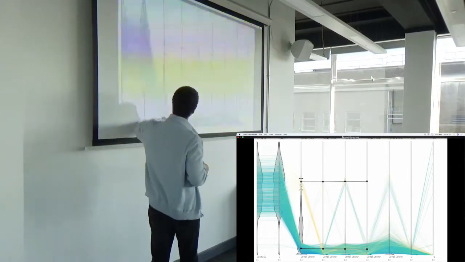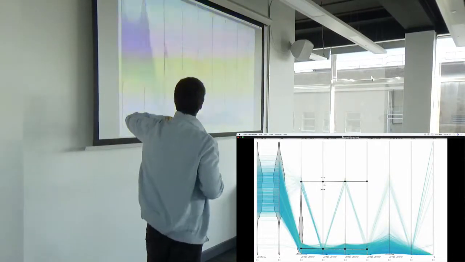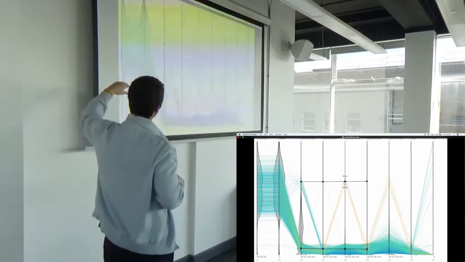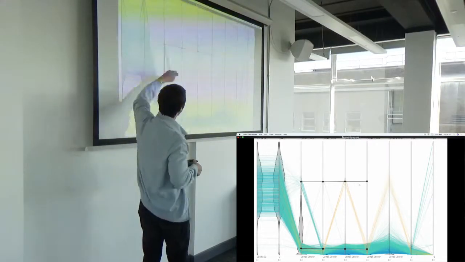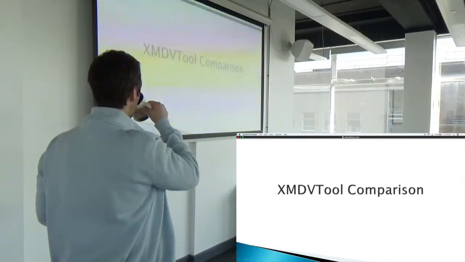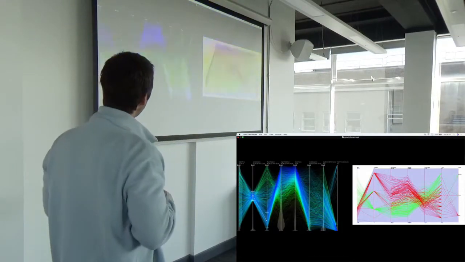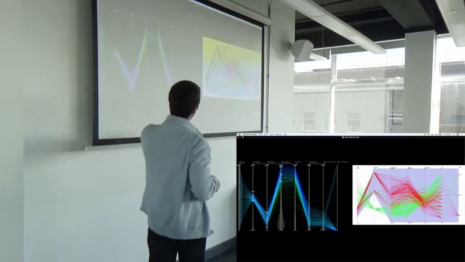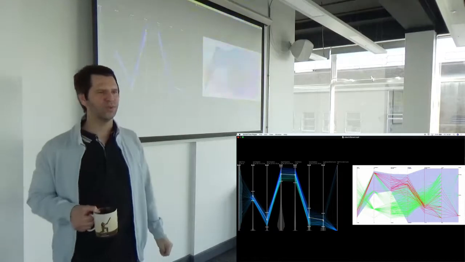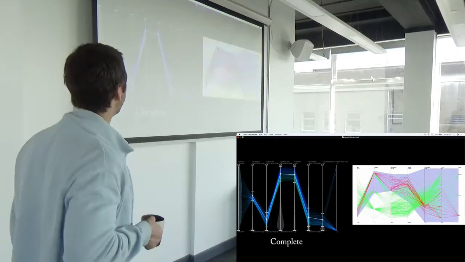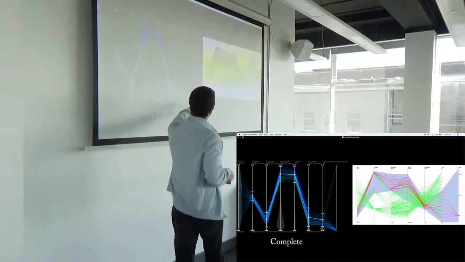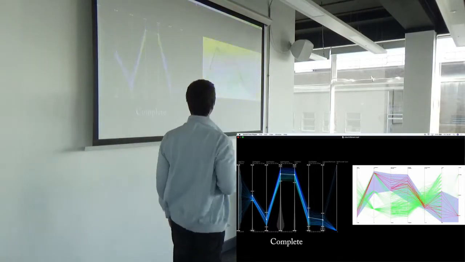These are two brushes, so one here, and the user is combining them together to say, please show me all the polylines that pass through this pattern or this pattern. And by the way, this is the XMDV tool. This is one of the tools you can use for assignment one, as a parallel coordinates visual design. And so the old style of brushing is used in the XMDV tool.